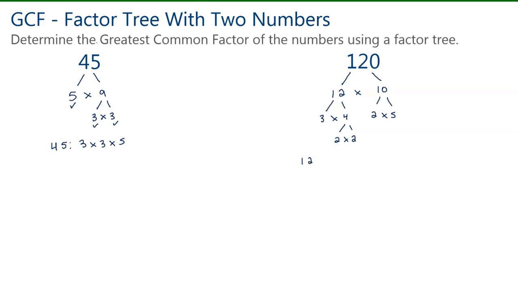So 120, written as a product of prime factors, has three 2's, so 2 times 2 times 2. We have one 3, so times 3, and we have one 5, times 5.